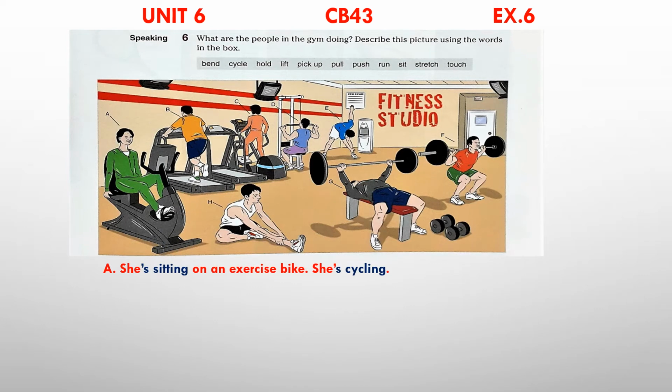A, she's sitting on an exercise bike. She's cycling. Here we used the is and ing with the verb sit. Also we used is and ing with the verb cycle. Let's do B also as an example. He's running. Okay.